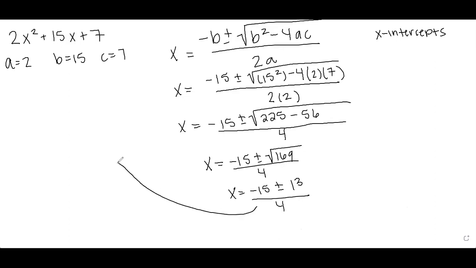And now I'm going to go ahead and split this. I don't have any more room. So I'll have negative 15 plus 13 divided by 4. And I'm going to have negative 15 minus 13 divided by 4.